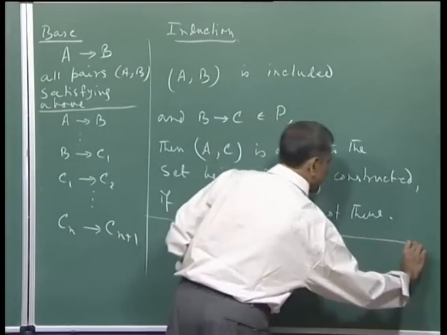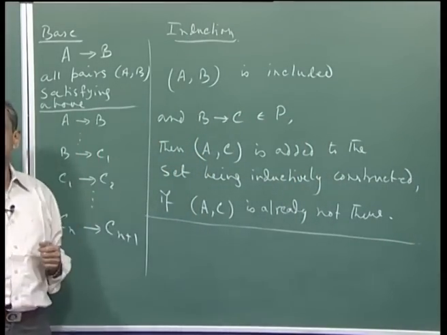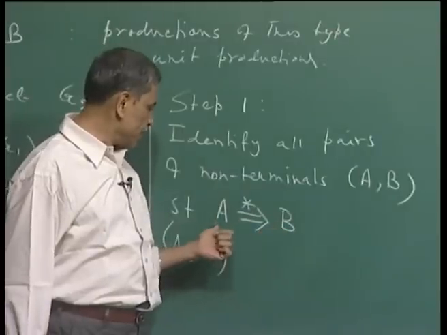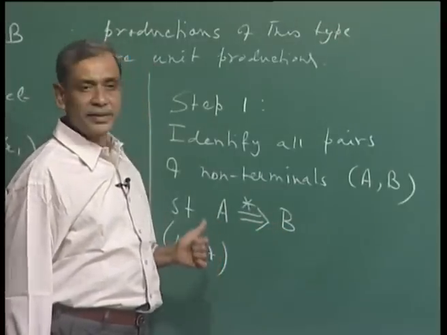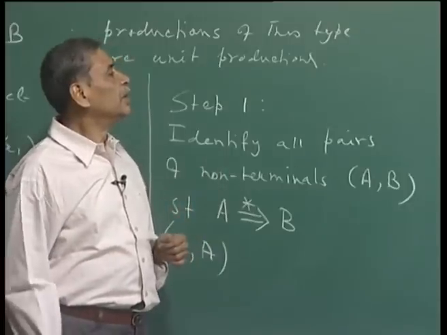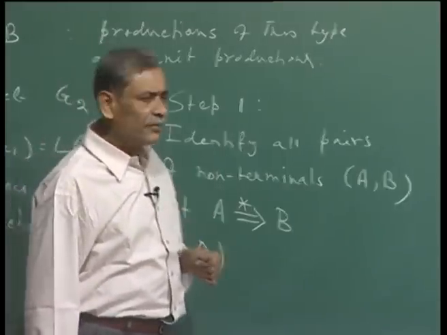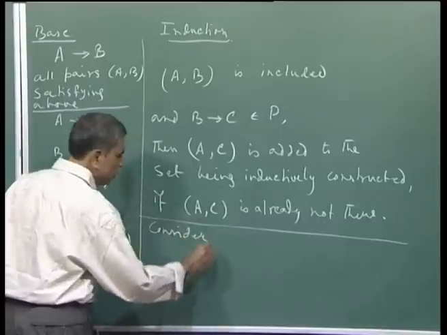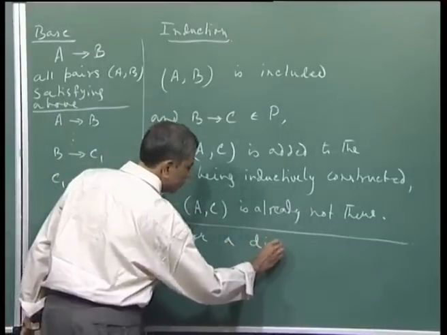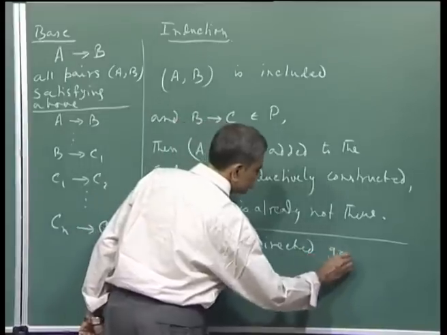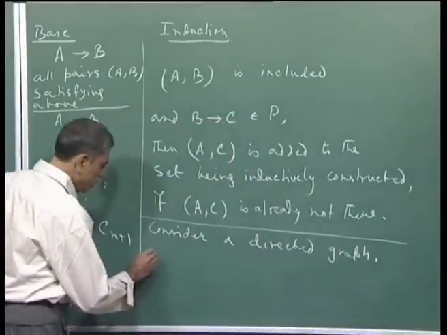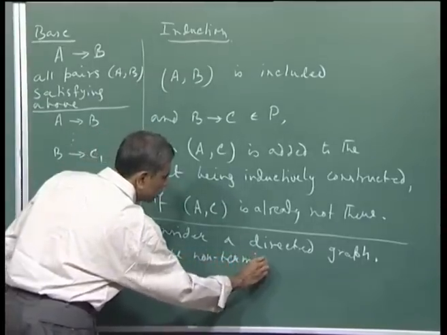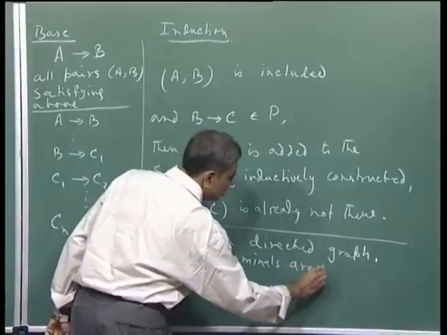I just remarked that we can see this process of identifying all pairs such that A derives B in the grammar a little more simply and clearly, and that is if you think of a graph, consider a digraph, a directed graph, where non-terminals are the vertices.